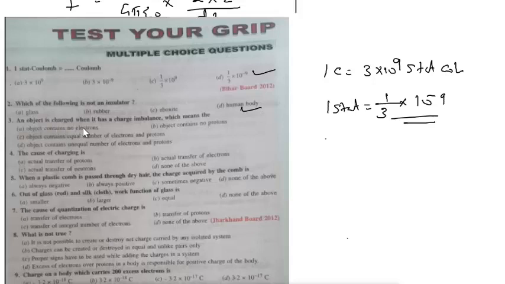Next: an object is charged when it has a charge imbalance, which means the object contains no electrons, no protons, an equal number of electrons and protons, or an unequal number of electrons and protons. If charge is balanced, then both will be equal, neutral, right? Total charge will be 0. If the object contains only electrons, we can't say it like that. If the object contains an unequal number of electrons and protons, then we can say there is a charge imbalance.